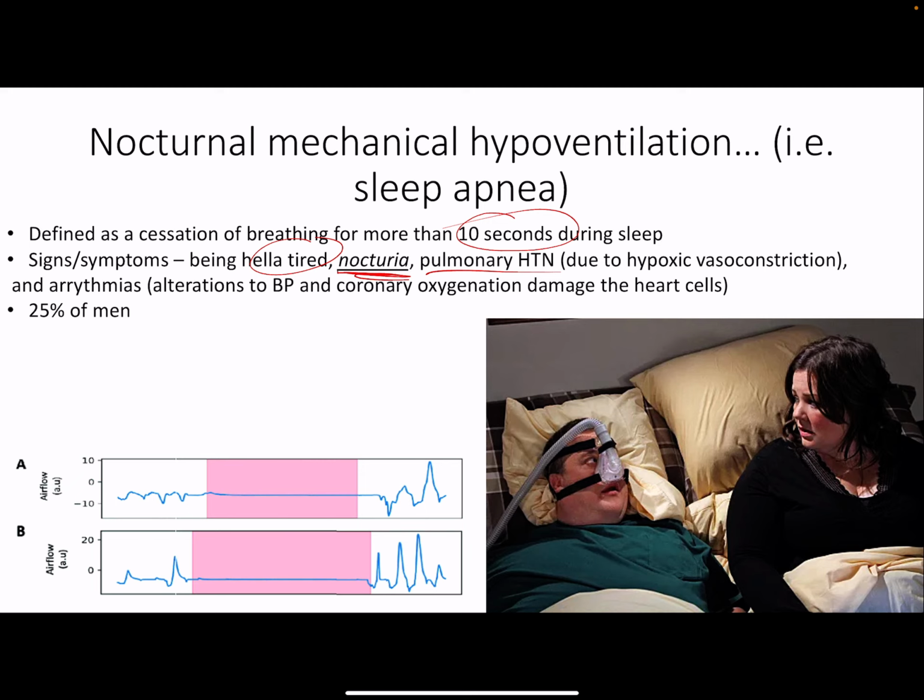Pulmonary hypertension due to the hypoxic vasoconstriction, but also, the hypoxemia is going to induce hypoxia of the heart. So coronary oxygenation is going to be limited, alterations to blood pressure. So tons of heart issues are associated with sleep apnea. 25% of men, it is very common in larger obese males.